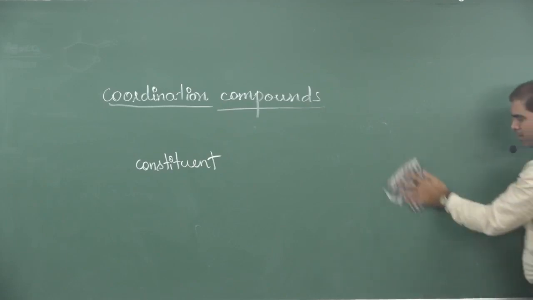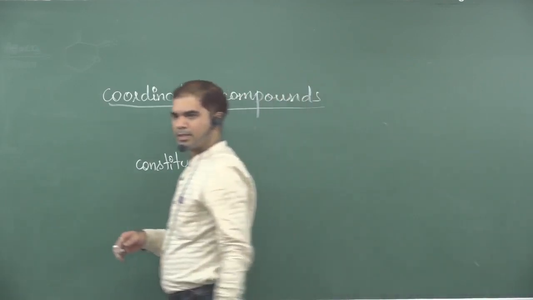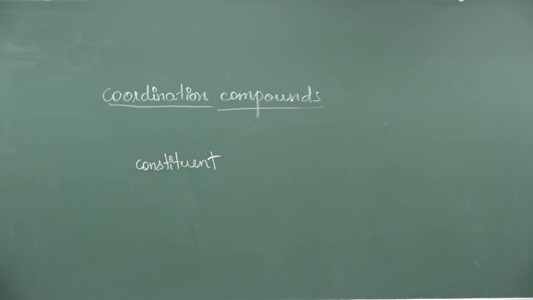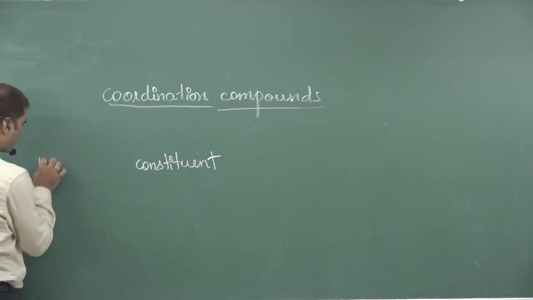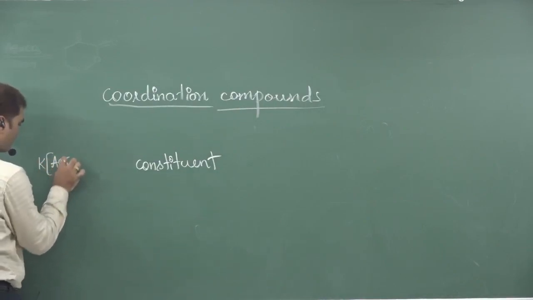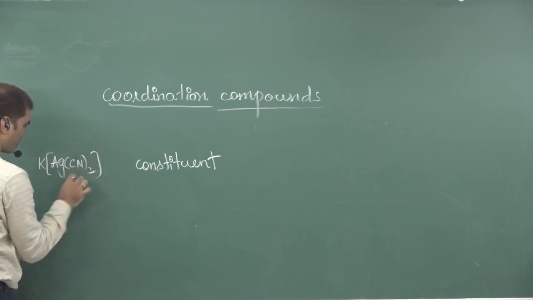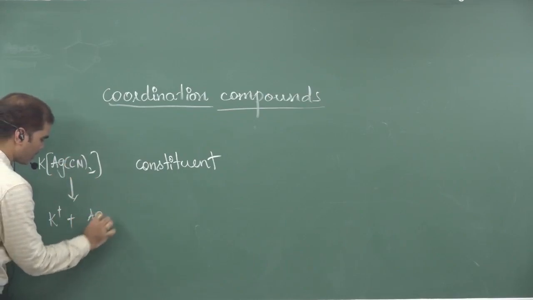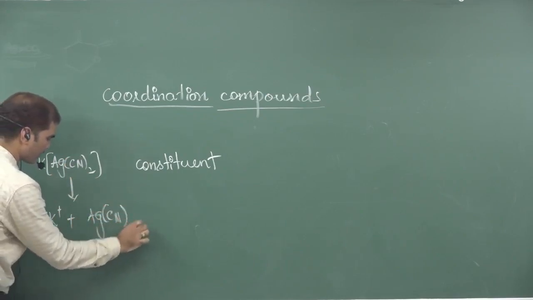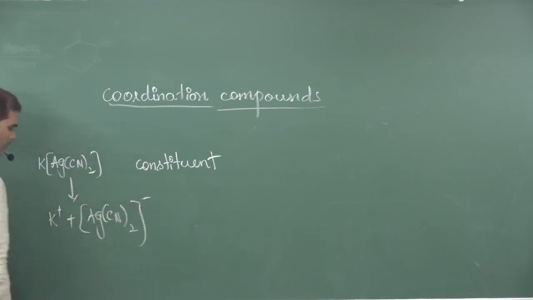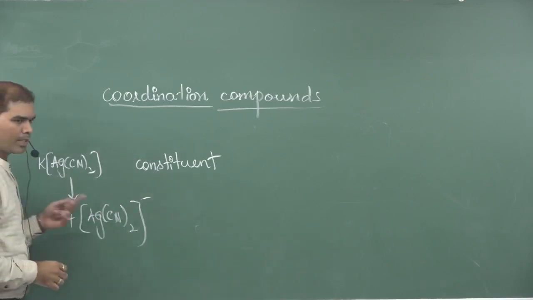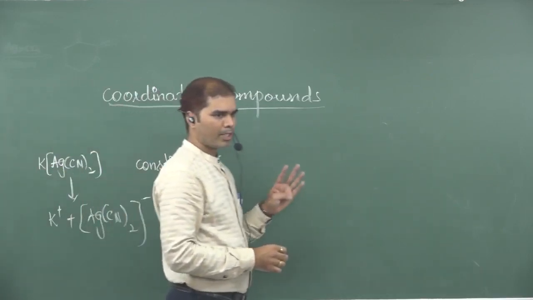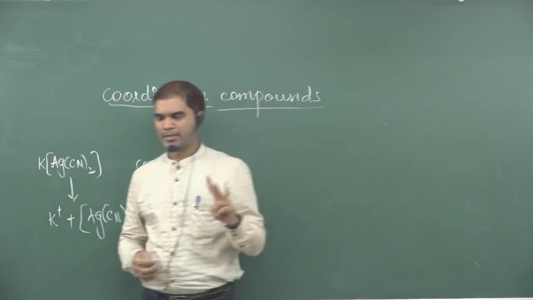Example, you have taken AgCN and KCN. You can just write down that example. When you dissolve it into solvent, you will get only 2 ions. You will not get K, you will not get Ag, you will not get 2 cyanides. 4 ions will not come, only 2 ions are coming.